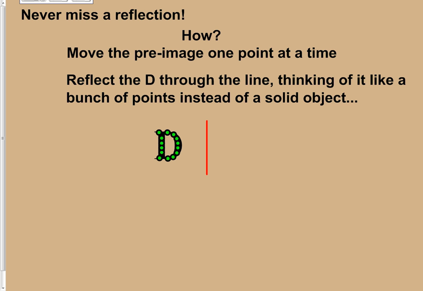So I gave you a fail-safe way to never miss a reflection, and that is to think of your object as a collection of points rather than a complete object. So in this particular case, if we wanted to reflect capital D through the mirror, you take it one point at a time and you simply ask yourself, okay, when this corner point looks into the mirror, it will see itself the same distance out behind the mirror. If you do this repeatedly with the different points, moving them one at a time, then what you end up with is a reconstructed figure on the opposite side of the plane of reflection, and you connect your dots and you have it done.